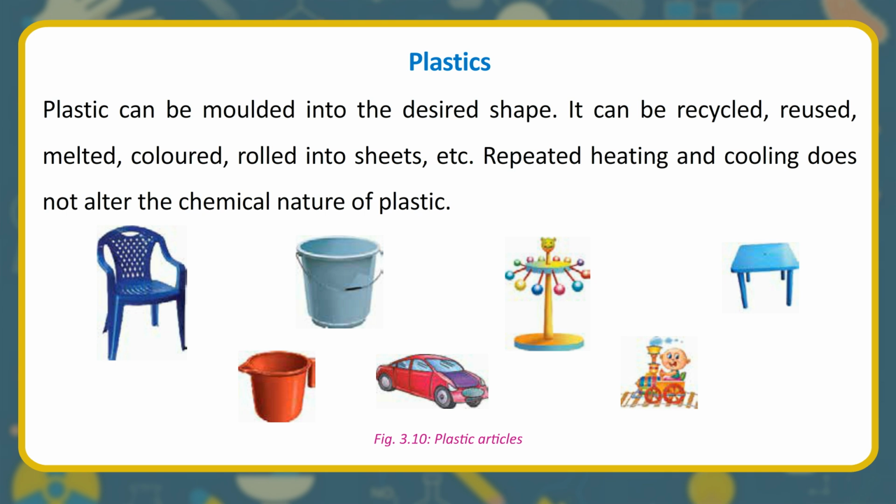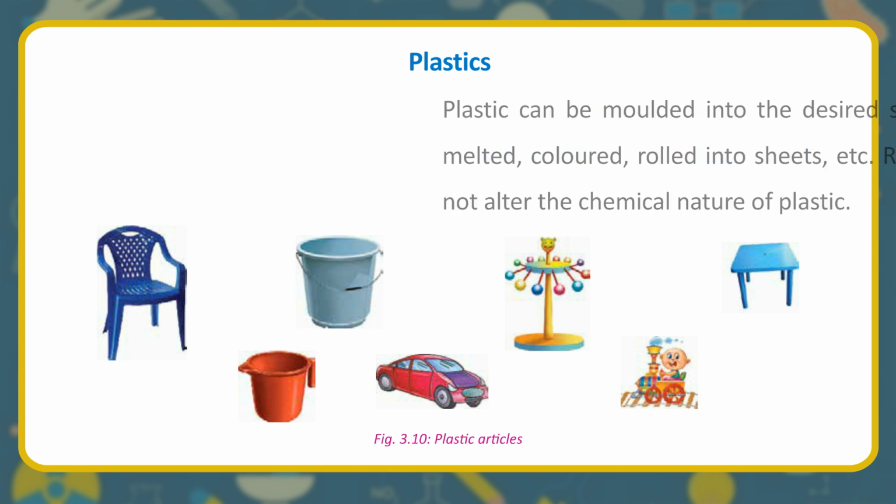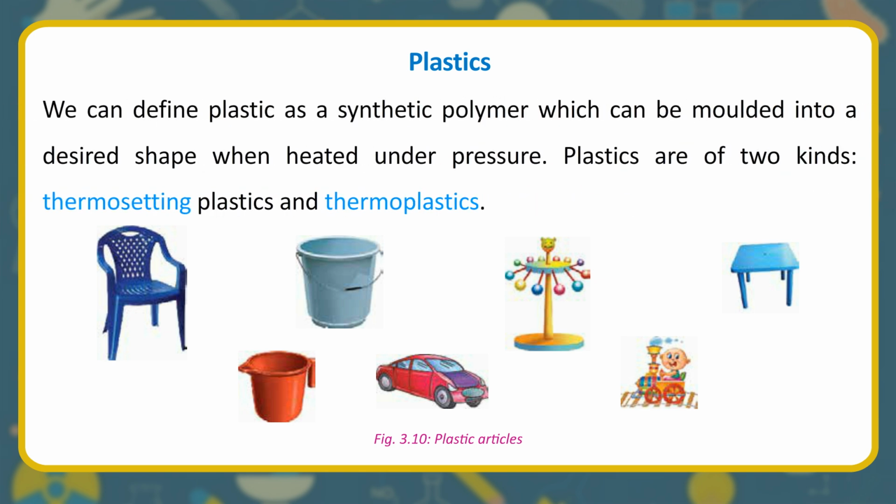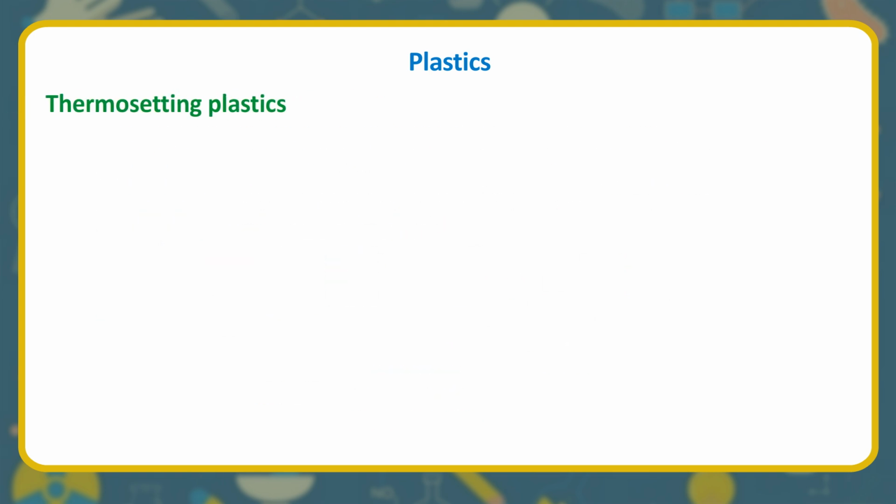Plastic can be molded into the desired shape. It can be recycled, reused, melted, colored, rolled into sheets, etc. Repeated heating and cooling does not alter the chemical nature of plastic. We can define plastic as a synthetic polymer which can be molded into a desired shape when heated under pressure. Plastics are of two kinds: thermosetting plastics and thermoplastics.